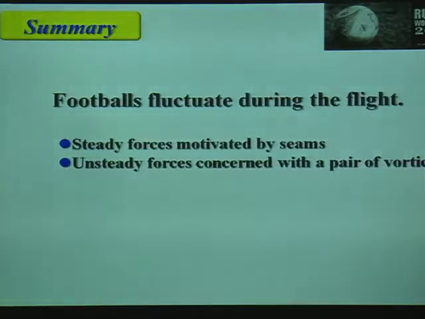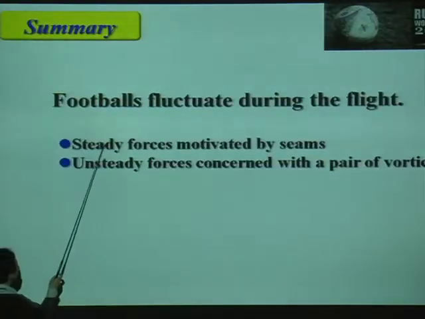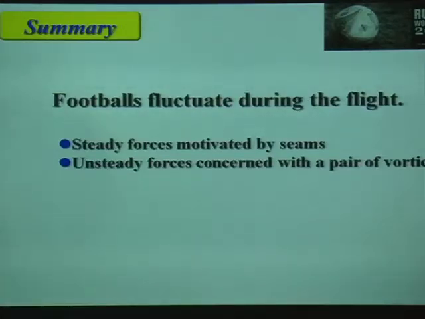So, summary, footballs fluctuate during the flight. And it seems there are two reasons. One is steady forces motivated by seams. The other is unsteady forces concerned with their vortices. That's it.